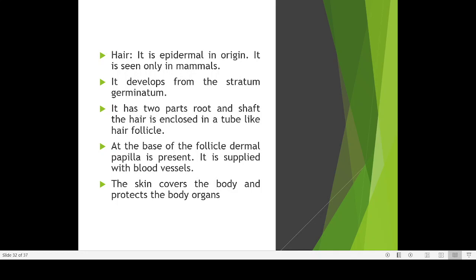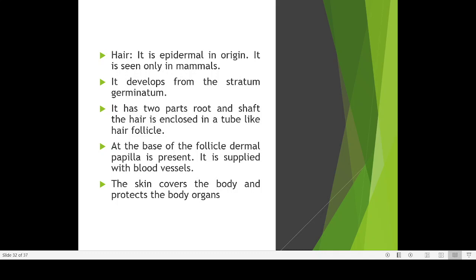What is the meaning of that? That hairs are produced by the epidermis. So that is the meaning of epidermal in origin. And one important feature of the hair is that it is only seen in mammals. No other group of animals has body hair. So only in mammals are we finding body hair, and that is an important characteristic of mammals.